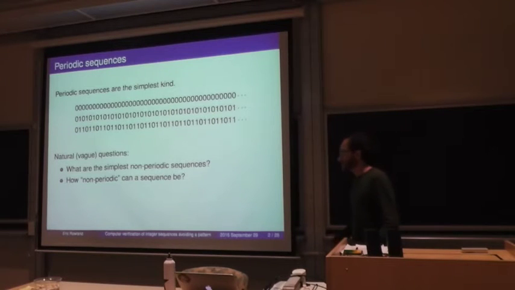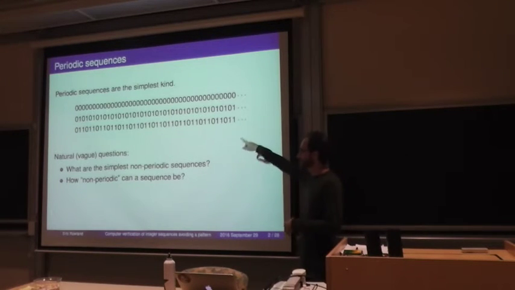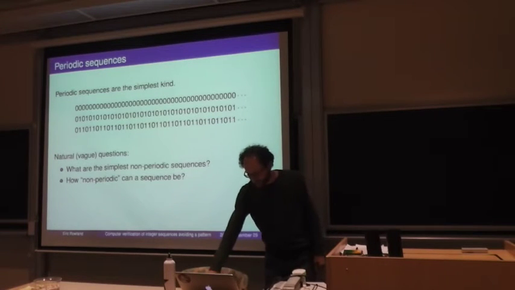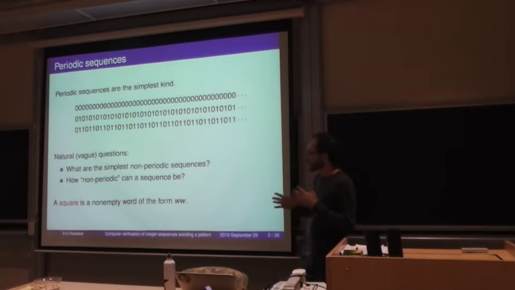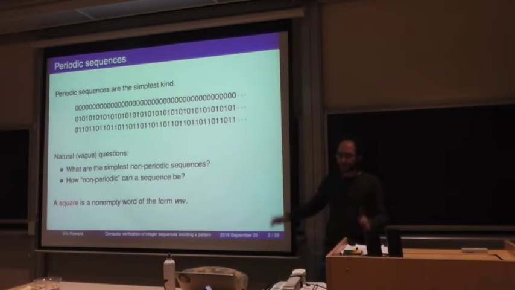So it's really the second question that I'm going to be interested in. And so that's how non-periodic can a sequence be. So how far away can we get from these very simple periodic sequences? So here's the starting position. A square is a non-empty word of the form WW. So it's just a block repeated by itself. And I'm going to distinguish words from sequences. Just for convenience, words are going to be finite, sequences are going to be infinite. But otherwise, you could talk about infinite words or finite sequences, but that's just the terminology.